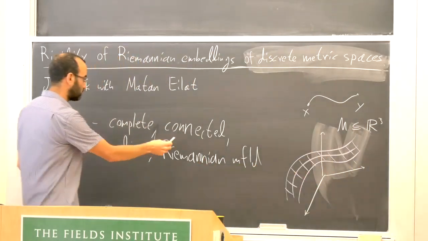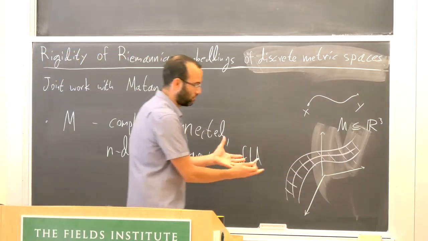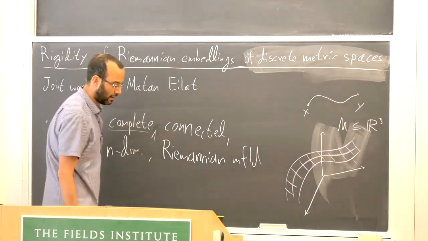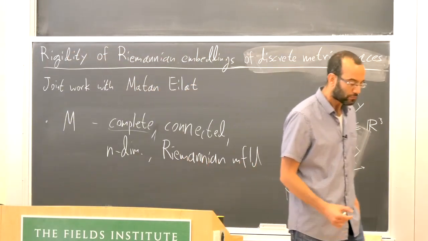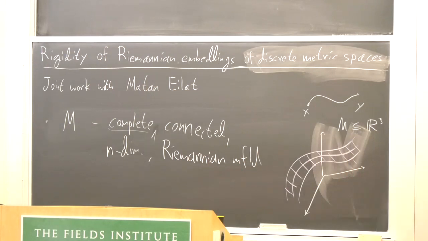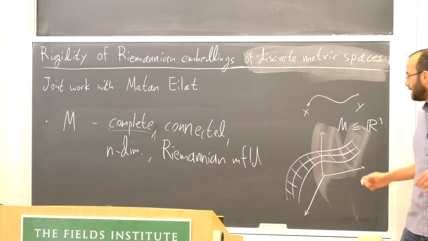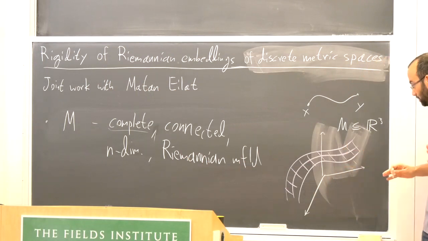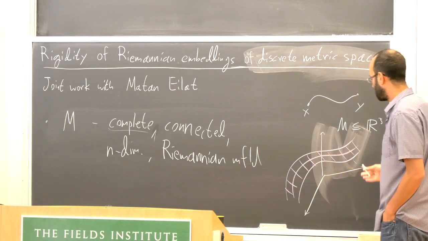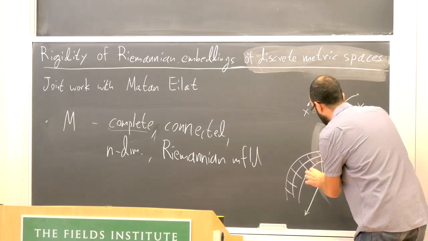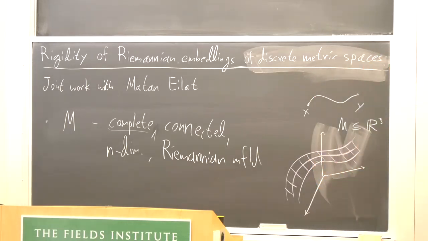What is the meaning of the words complete and connected? Connected means that there is just one connected component. You don't have two separate surfaces. And complete means that if you have any Cauchy sequence in this manifold, any sequence of points whose distances tend to 0, then the limit point is also inside your manifold. If you take some nice surface, a sphere, a torus, a cylinder, and you take away one point, then it's no longer complete, because you can tend to this point, but the limiting point is not in your manifold. So this is complete and connected.